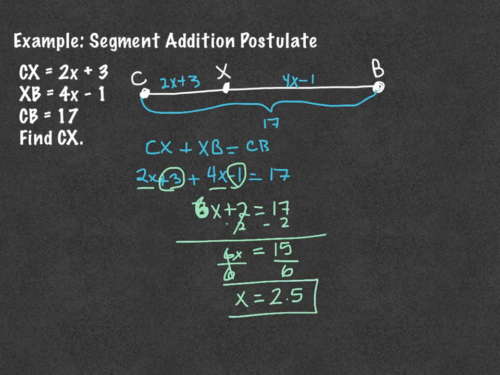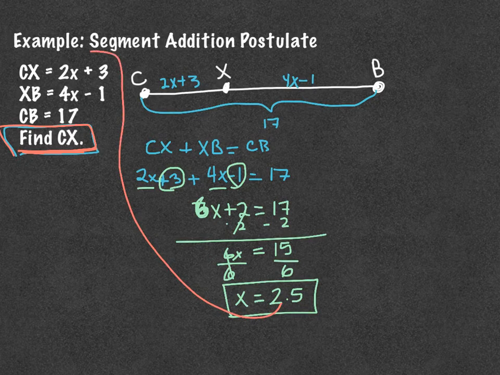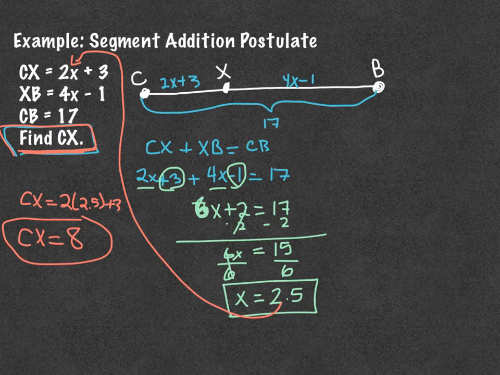All right, so that's our x, but that did not answer our question because our question was asking us to find CX. So that is now what I have to do. So I'm going to take my x and put it in for the x in CX. So CX equals 2 times 2.5 plus 3. And then you can type that into the calculator. And you get 8. So CX is equal to 8. And that's it.